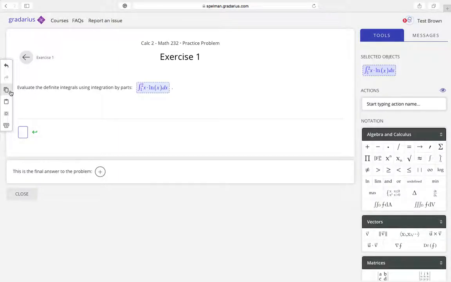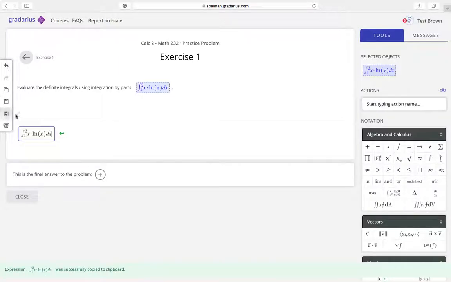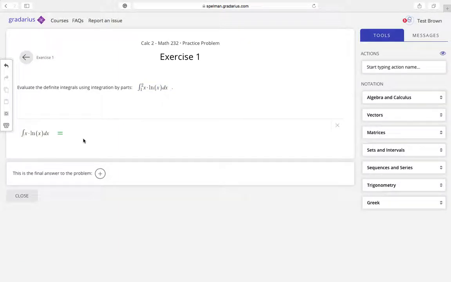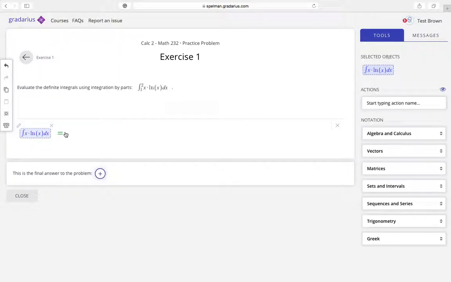So let's highlight that, copy, paste, and this time, since we're going to use our action keys, we're going to highlight our integral. Before you can use the action, you have to do something. You can't just go to your action first because it won't highlight or illuminate. So you have to click on something first and then go to your actions. And then you just start typing in what you want to do.